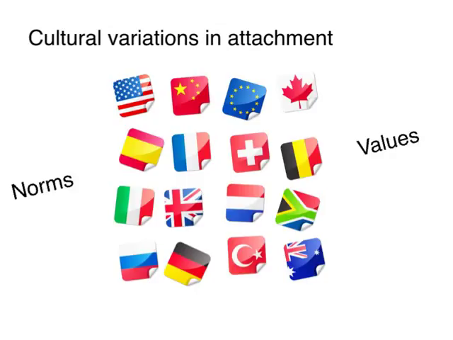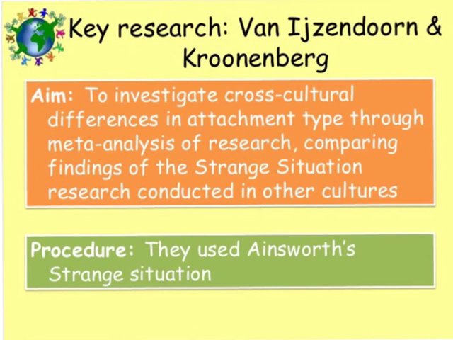Okay, so we're going to be looking at the cultural variations in attachment. That is, different cultures have different norms and values. Does that affect the attachment type within that culture? Okay, so Van Ijzendoorn and Kroonenberg did a really interesting investigation in 1988.